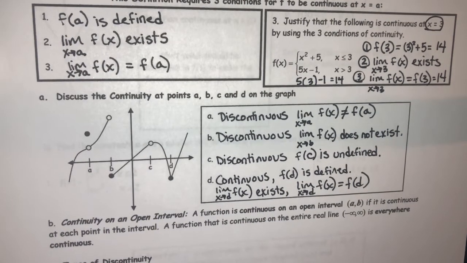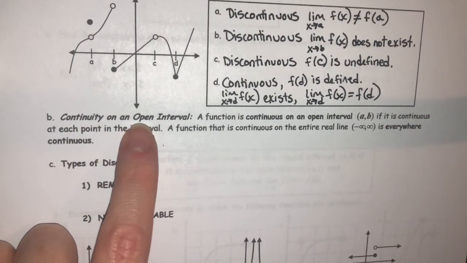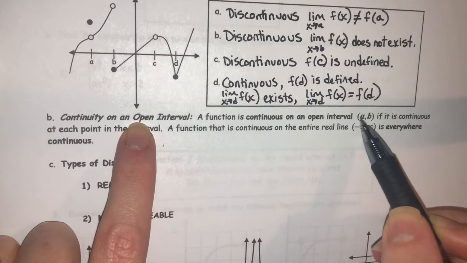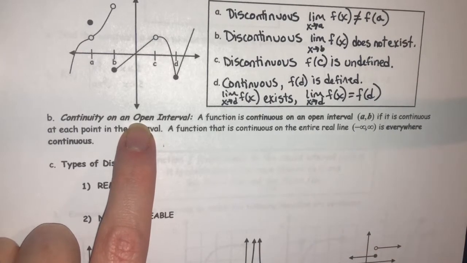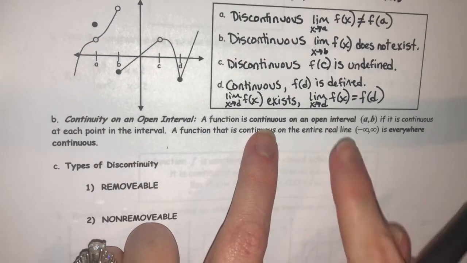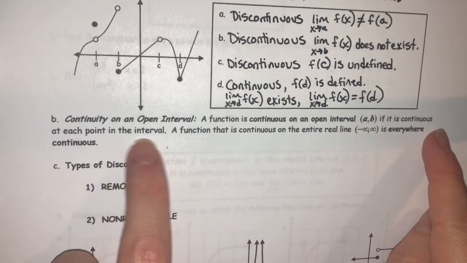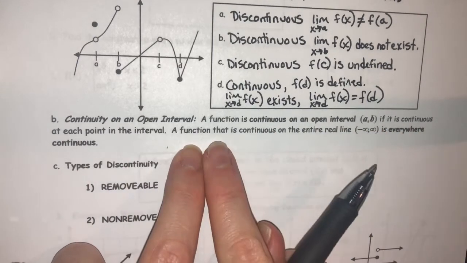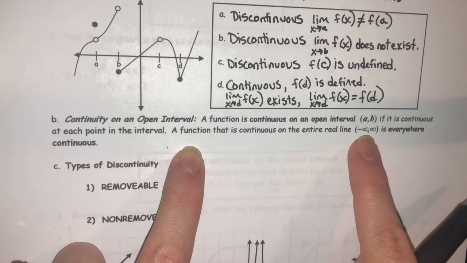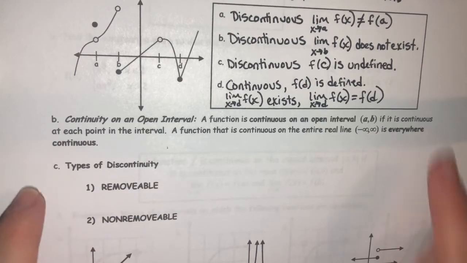Okay. Next, we're looking at not continuity at a point, but continuity on an open interval. The word open interval means that you have parentheses, not brackets, which means the endpoints of the interval are not included. So a function is continuous on an open interval (a, b) if it is continuous at each point in the interval. A function that is continuous on the entire real number line from negative infinity to positive infinity is everywhere continuous.